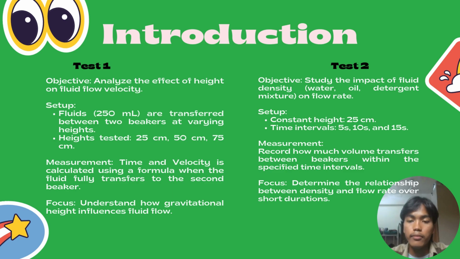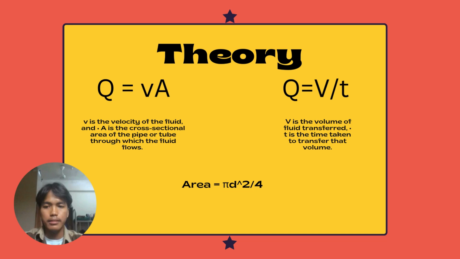From that we can find the volume transferred at each time, which is 5 second, 10 second, and 15 second, and we mark on the other beaker at the lower part. We get the volume to calculate the value of flow rate, which is Q, and we can get the velocity of each fluid flow. That's all from me. Thank you.